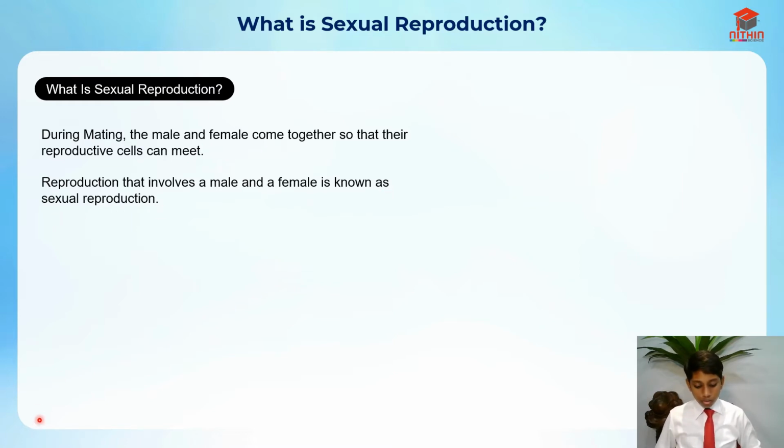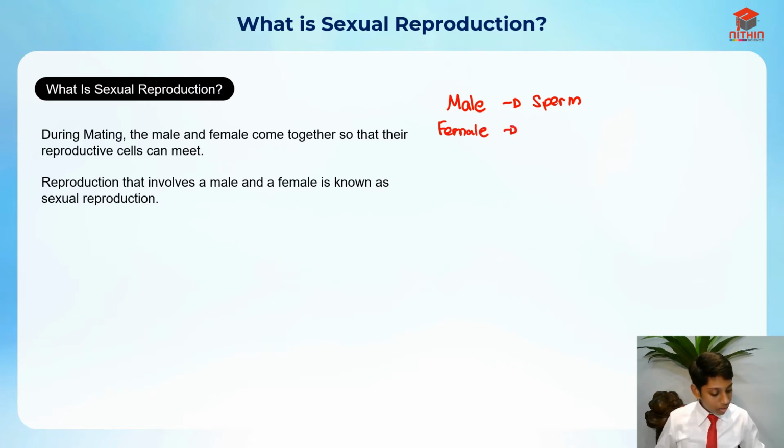I'll go more in detail with sexual reproduction in this video because when they test, most of the students don't know what this topic is actually testing us about. So you have to listen. Basically, when the male and female come together, their reproductive cells can meet. The male has a sperm as the reproductive cell, and the female has an egg cell.